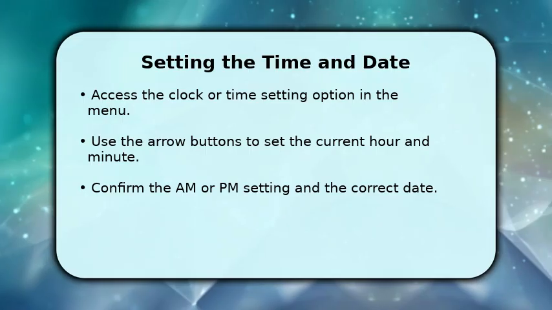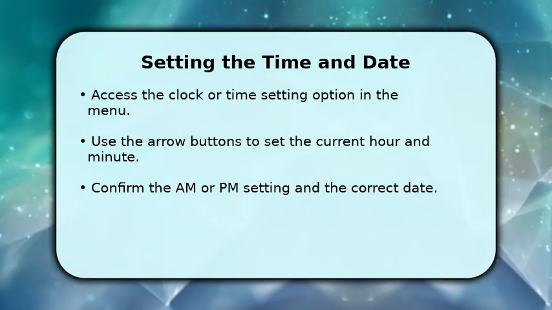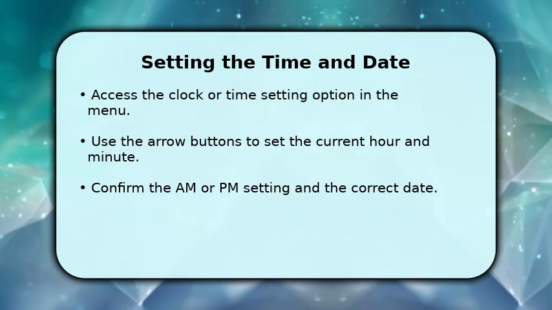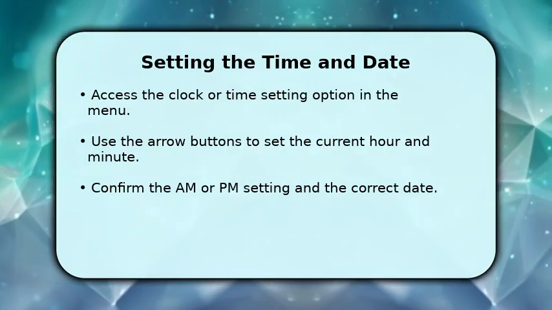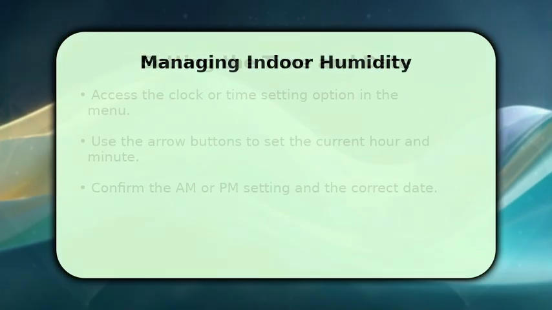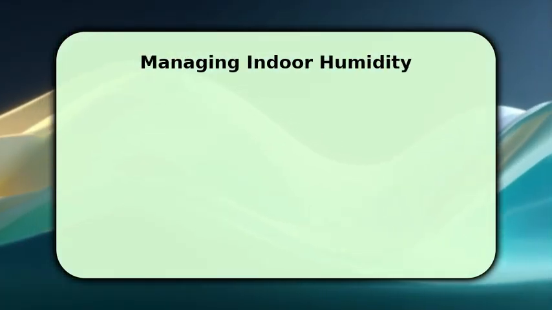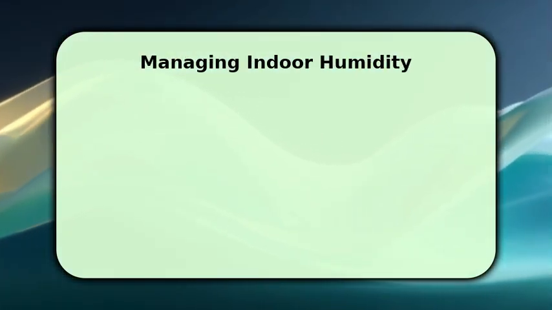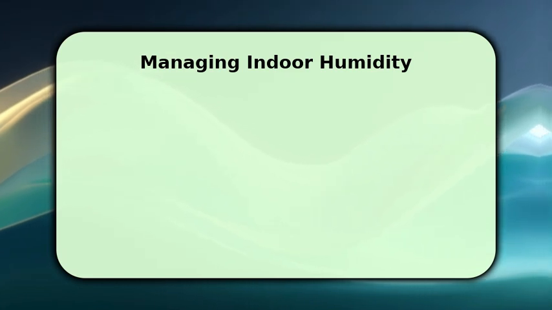A properly set clock is crucial for scheduling features, like programming different temperatures for various times of day, ensuring energy efficiency. Now, let's talk about humidity, which is vital for comfort and health. Look for the humidity control option in your system's menu.